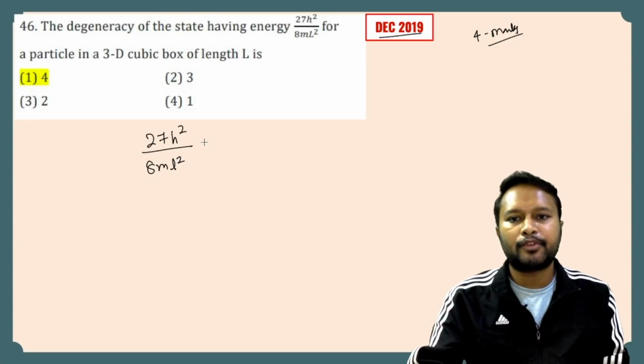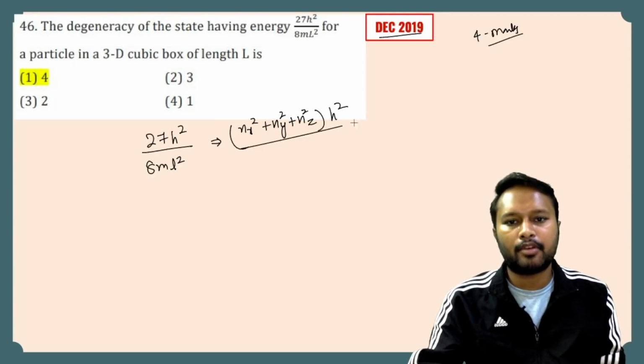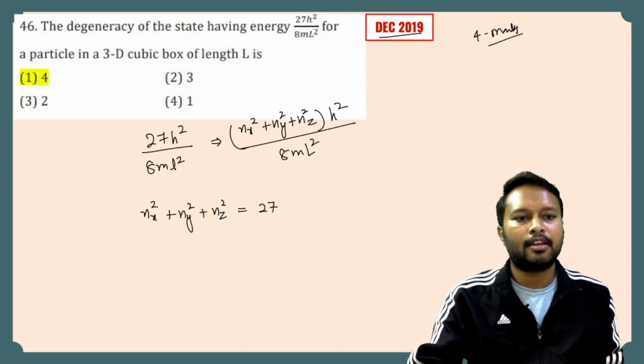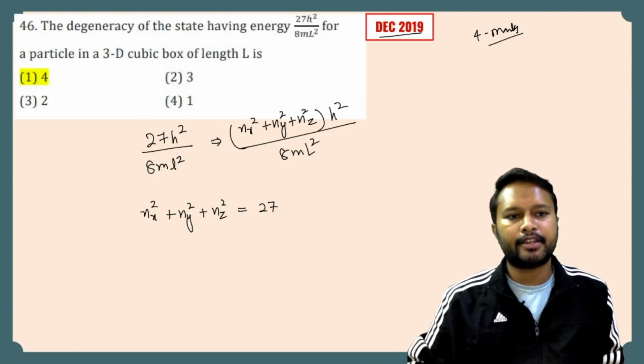How to do this? Since it is a 3D cubic box, generally the energy is given by nx square plus ny square plus nz square, times h square upon 8ml square. This is how we do it. Now you just have to see what is the combination of nx square, ny square and nz square that is going to give you 27 as the final value. So you have to look for the combinations of nx, ny and nz.